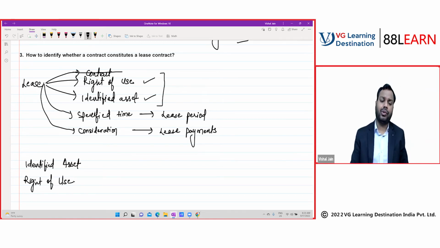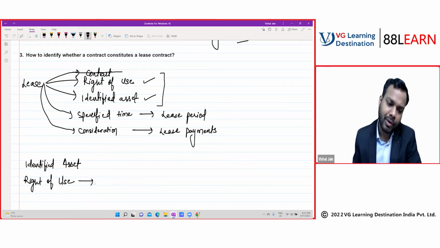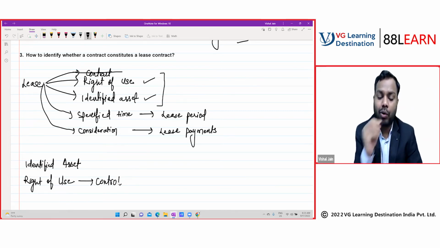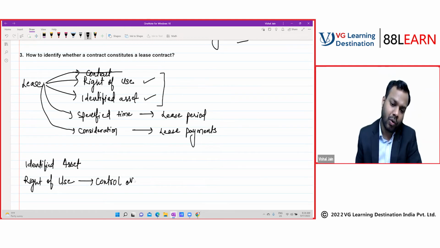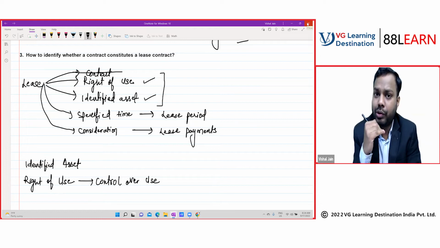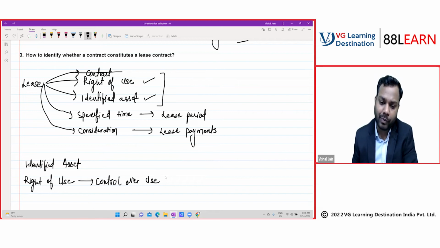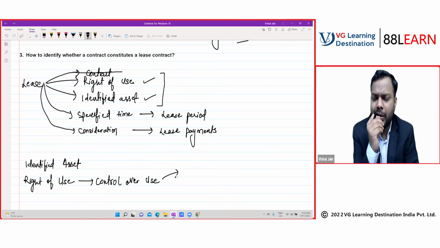But now tell me, coming to right of use, what is the meaning of right of use? The control. You have got the control. Can I say right of use means control over use? Yes, because if you have got the right to use, you have got the control to use for a specified period of time. Now, when you get the control over something, what is the meaning of control?